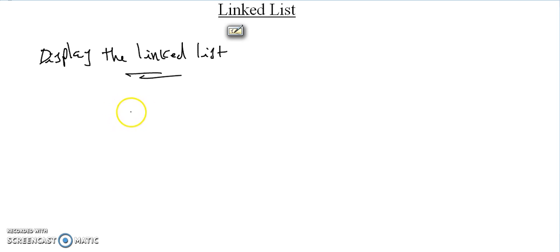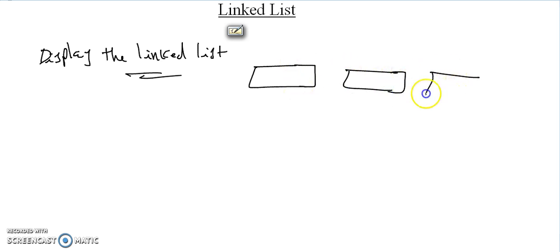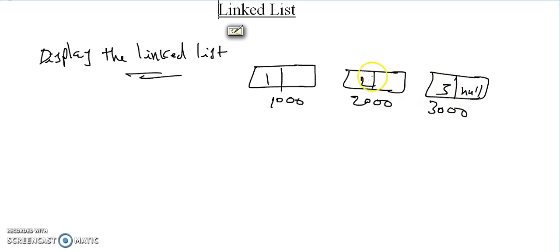So we have one linked list. This is a simple linked list. This is null, some 3000, 2000 and 1000, with data 1, 2, 3. This is 3000, this is 2000, right? This is the linked list, this is the head part. Now I need to display the linked list data.